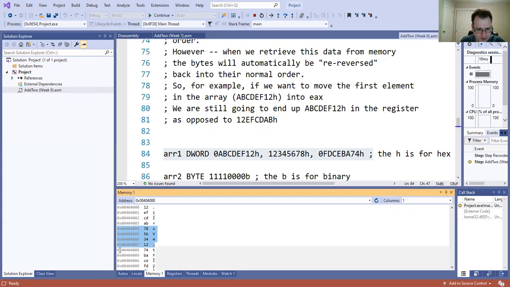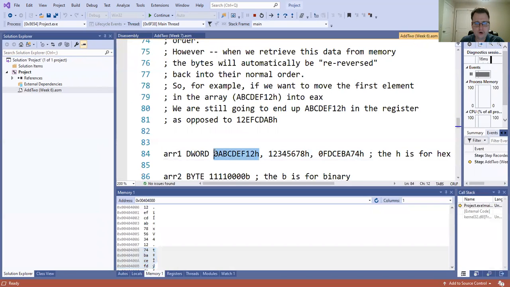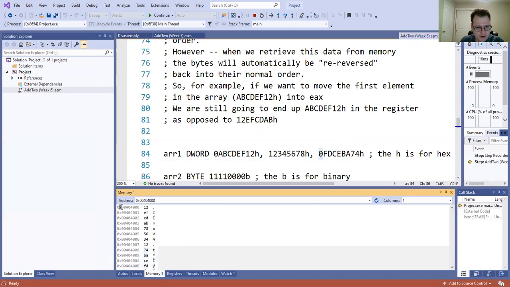And then the next 4 bytes are for the 4th term in the array. So the 74, BA, CE, FD, where again, we also recognized here that the 0 for the first term and the 0 for the third term were not actually part of the data, which is why we don't see them here when we look at the individual bytes in the memory pane. So we're seeing all the individual bytes for this array.